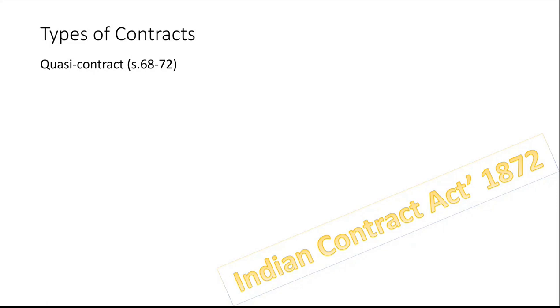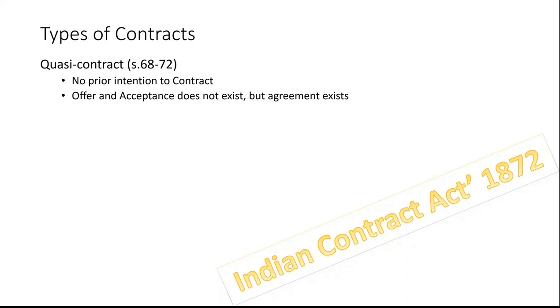You don't want to do it. It came, you did it. Return it if you don't want to do it. So no prior intention to contract. The first condition, you don't want to do it. Offer and acceptance does not exist. Nobody offered you, you did not accept it. You consented. But an agreement exists. You took it, agreement exists.